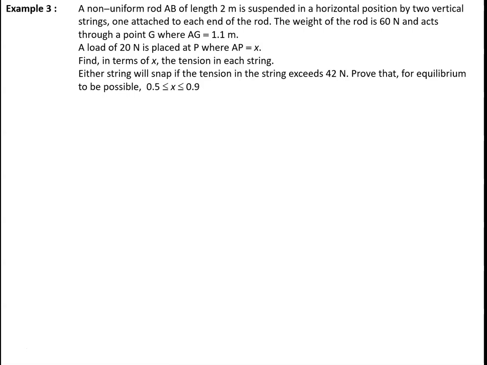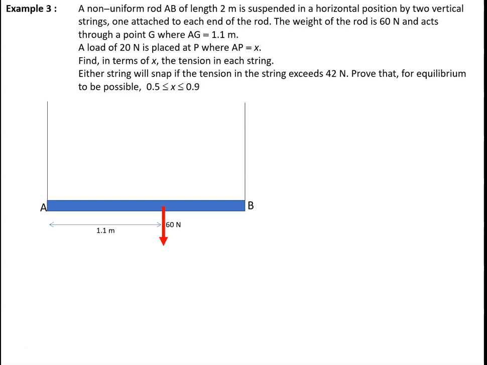Either string will snap if the tension in that string exceeds 42 newtons. Prove that for equilibrium to be possible, the value of x must lie between 0.5 and 0.9. So we need a diagram. So there's our rod. The weight of the rod acts 1.1 meters away from A.